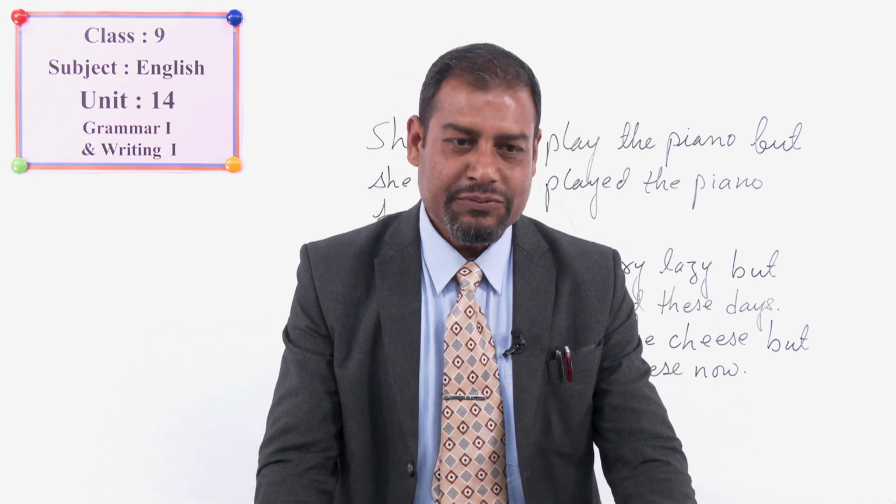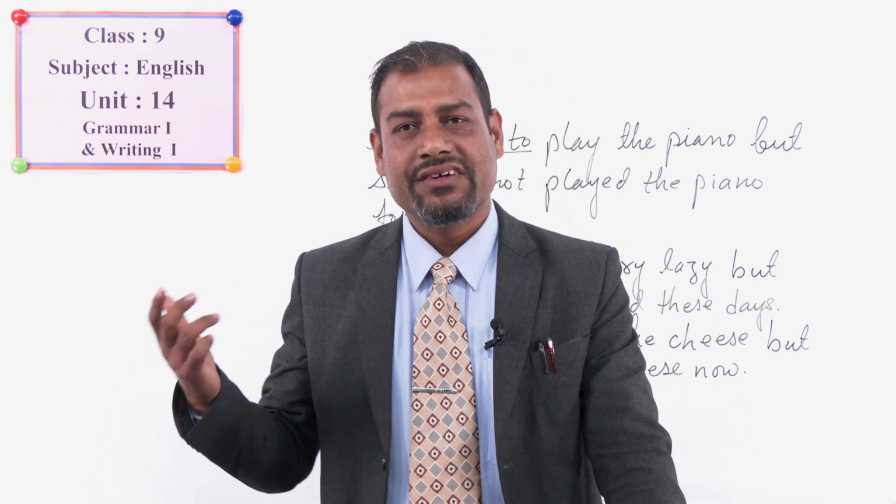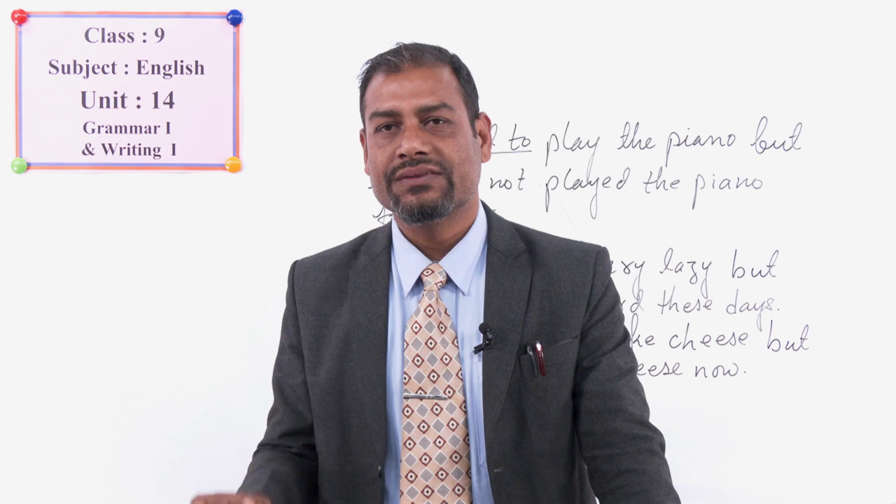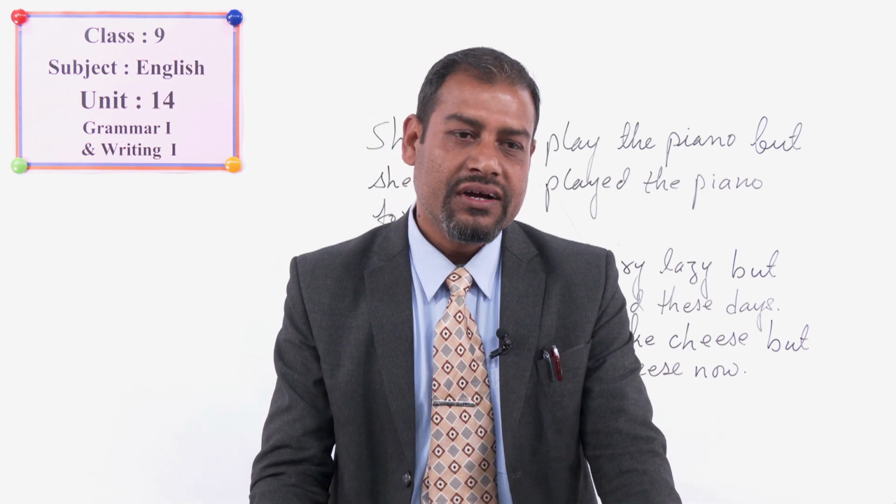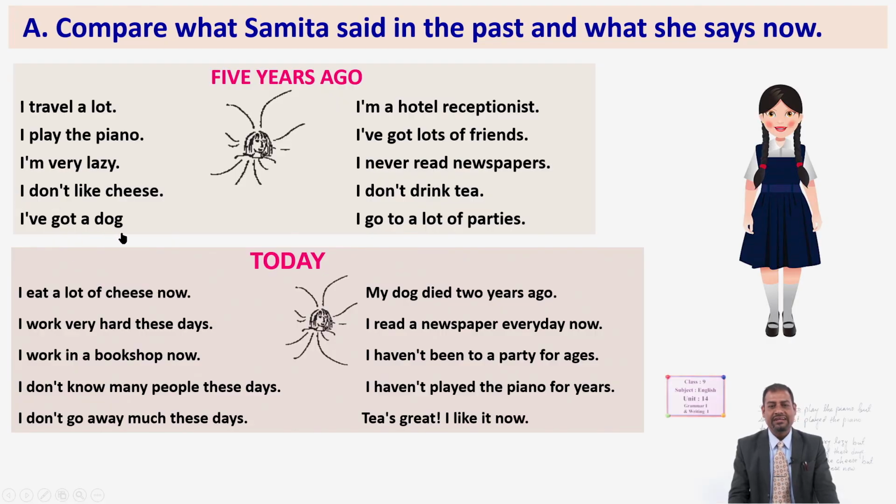Good. If so, now again there is another expression, another activity of Samita, so you have to do. I have got a dog. Now, which one is the related sentence for this expression? First find it out. Yes, you are right. The expression is my dog died 2 years ago. So you have to compare again this activity. All of you start writing.